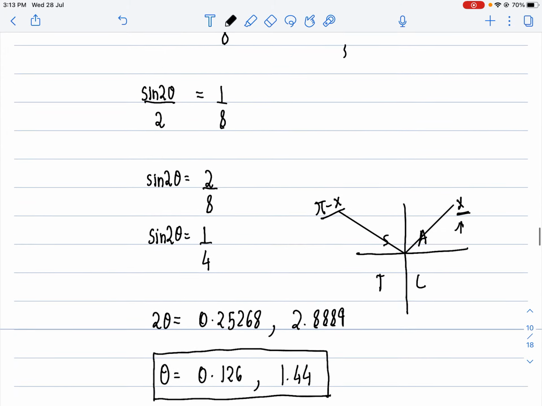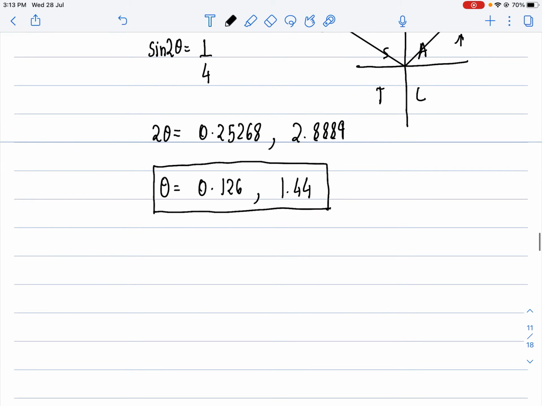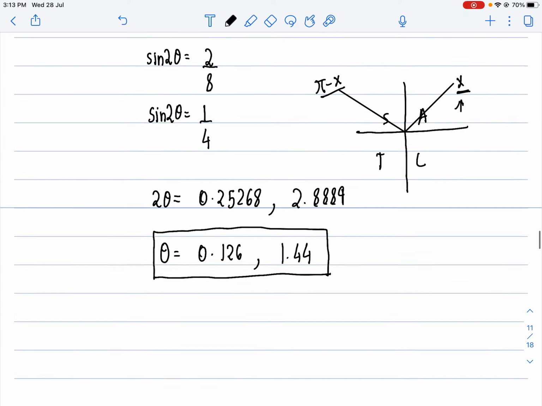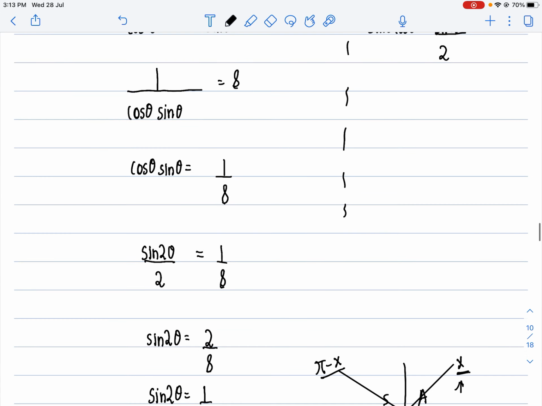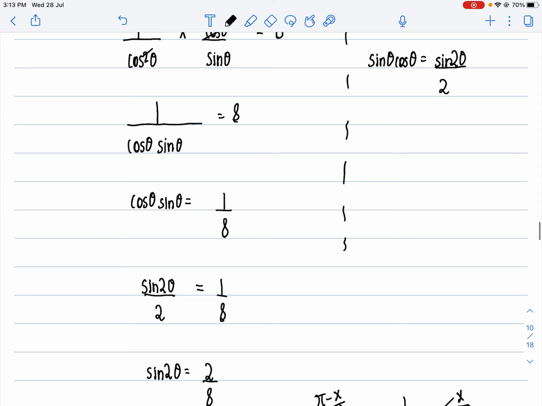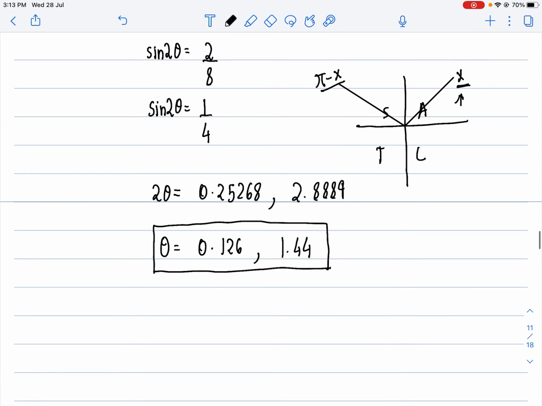Correct? And as you can see, both lie in the domain from 0 to pi. So we don't need to eliminate any value. Correct? So both of these are my final answers. Correct? So this sum was really good. You have to use the sine double angle formula in a very different way. Correct? So you need to start thinking like this, which will only happen via practice.